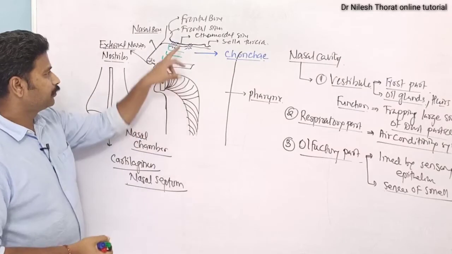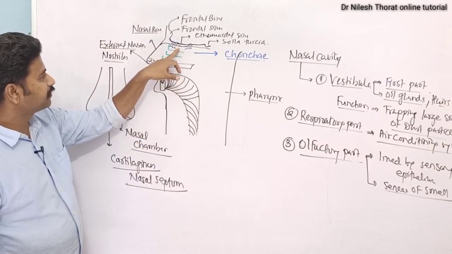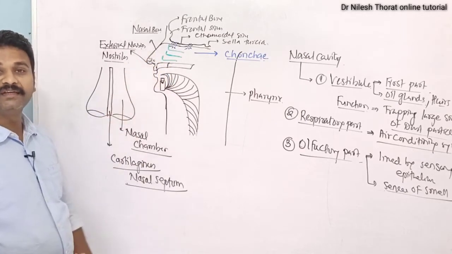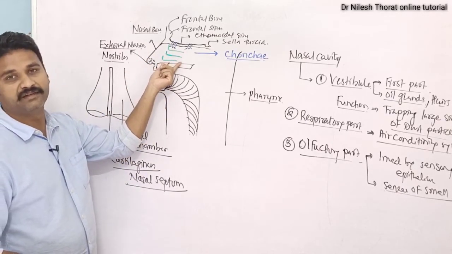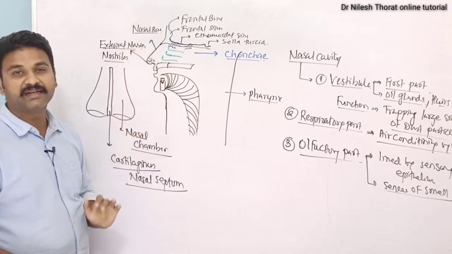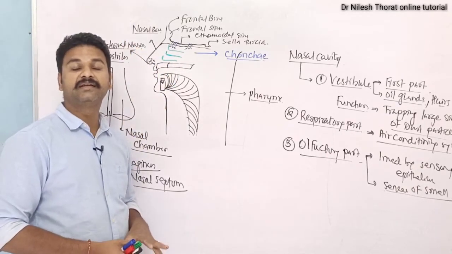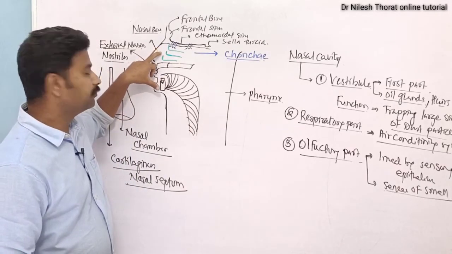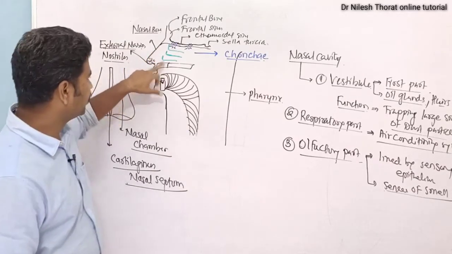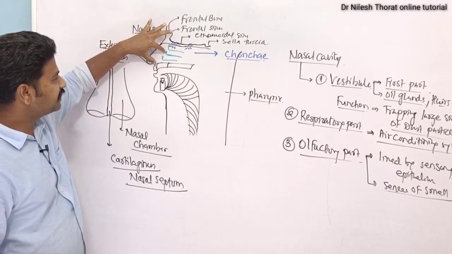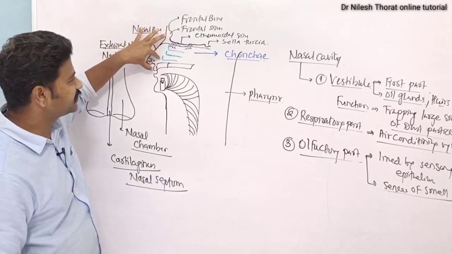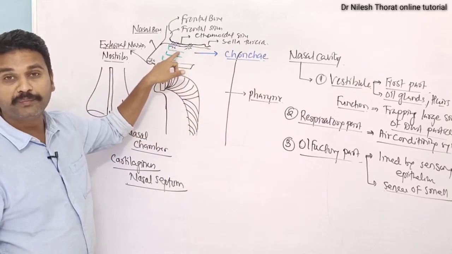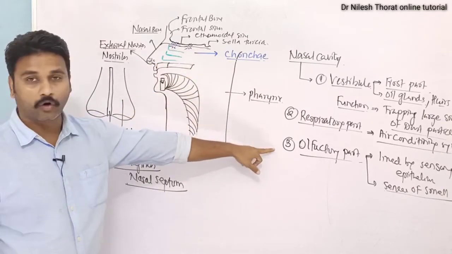The upper one is called superior, so this is the superior concha. The one in the middle is called middle, and the one below is called inferior, that's why it is called the inferior concha. So in the nasal chamber there are in total three conchae, which increase the surface area of the nasal chamber: superior concha, middle concha and inferior concha. Out of the three, the middle and inferior conchae are present in the respiratory part, while the superior concha is present in the olfactory part.